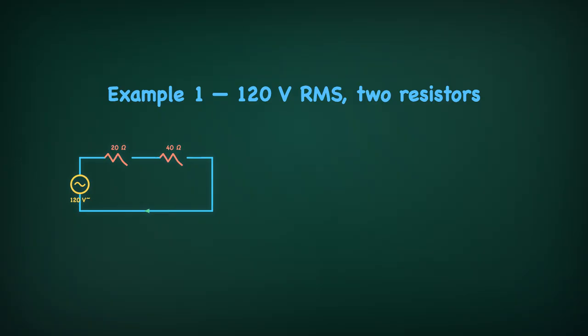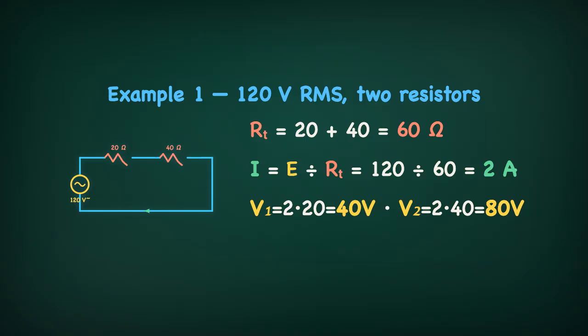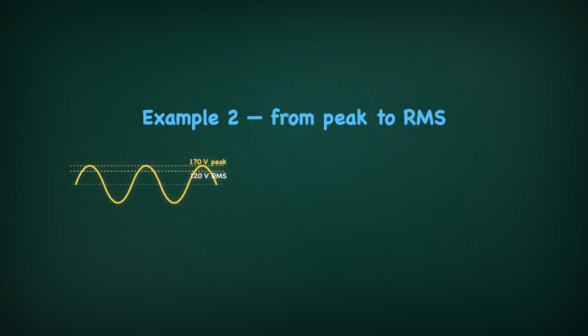Example 1. 120 volts RMS across two resistors in series, 20 ohms and 40 ohms. Add the resistances. R total equals 20 plus 40. That's 60 ohms. Total current, I equals E over R total. 120 over 60. That's 2 amps. Now the drops. V1 is 2 amps times 20 ohms, 40 volts. V2 is 2 amps times 40 ohms, 80 volts. And they add back to the source. 40 plus 80 is 120 volts. Just like DC.